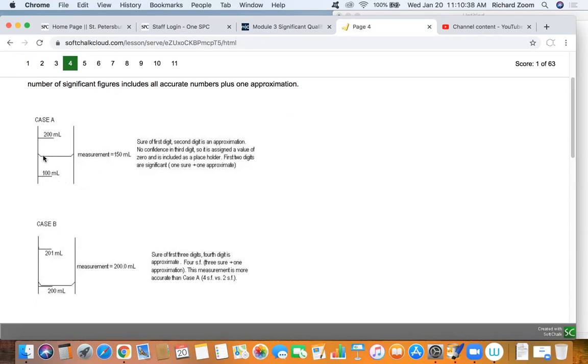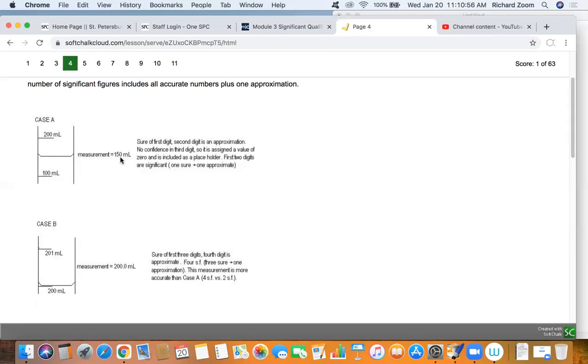We can be sure of the first digit. We know it's 100 and something, but we don't know the second digit. It could be a 5, it could be a 4, it could be a 6. So it could be 150, 140, 160. We don't know. So we know that the figures are going to be what we're sure of, then one more that we're not sure of.